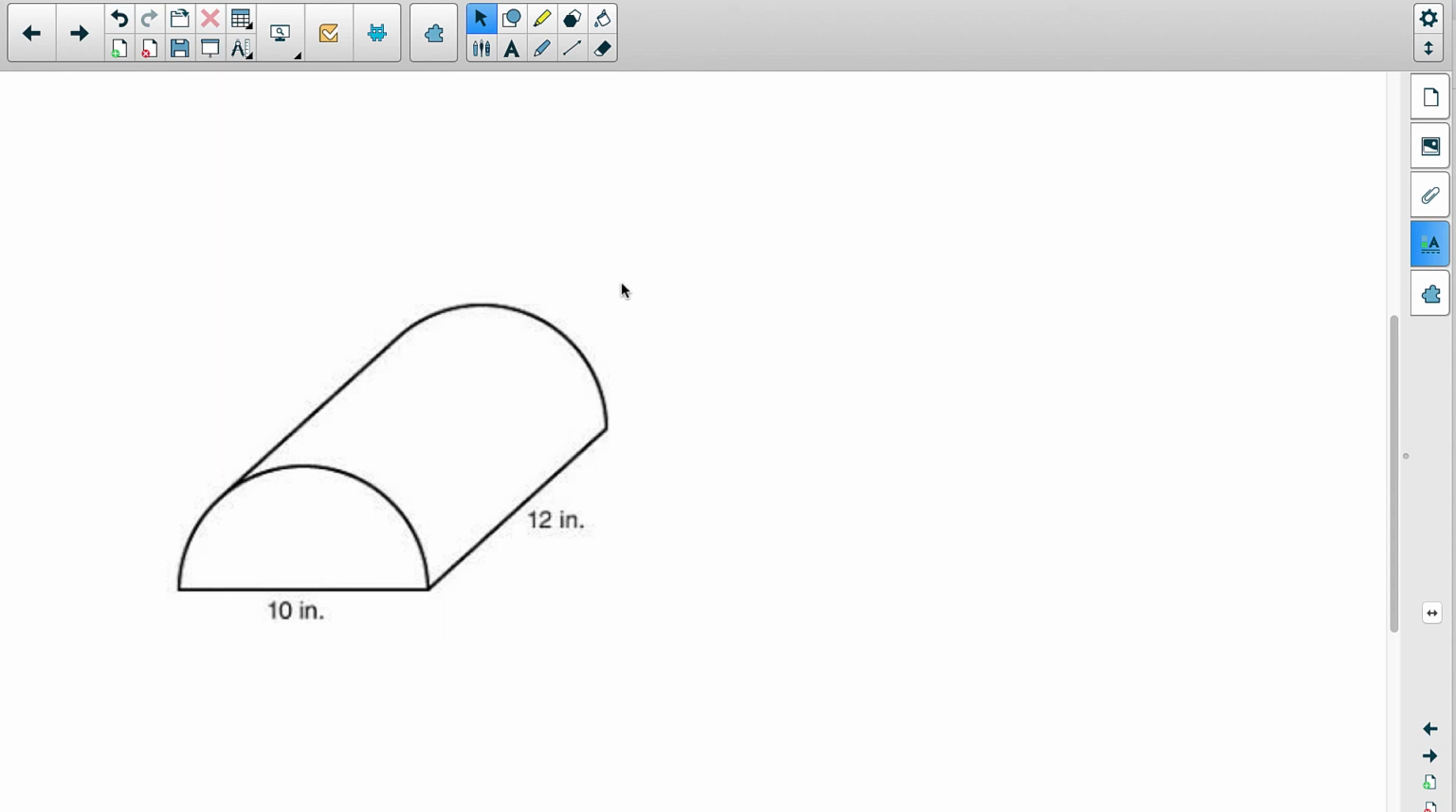Next video will be our last one in this chapter. It'll be surface area again. It's going to be surface area of composite shapes. It's so hard. Oh my gosh, it might be the hardest thing in the whole grade 8 course.